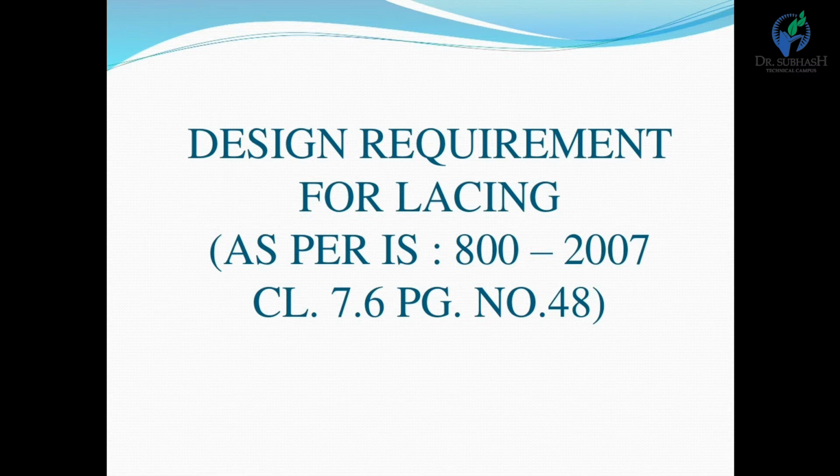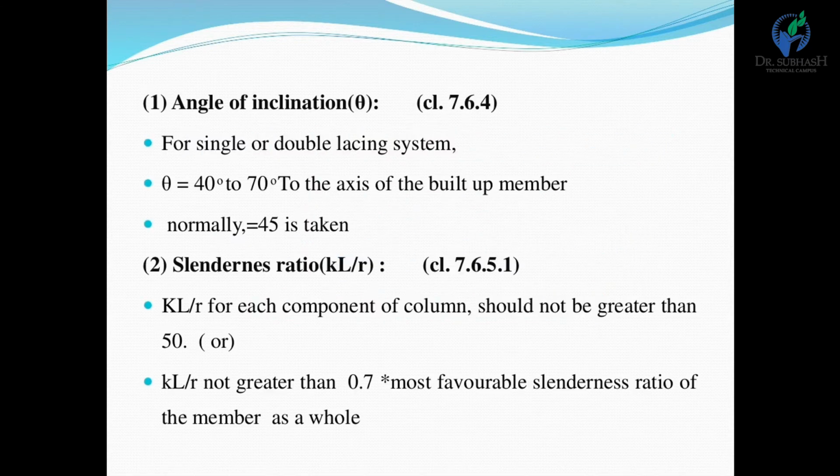Now we start the design requirements for lacing as per IS 800. It starts at clause number 7.6, page number 48. The first requirement is the angle of inclination, denoted by theta. It is given in clause number 7.6.4. For single or double lacing, it can vary.